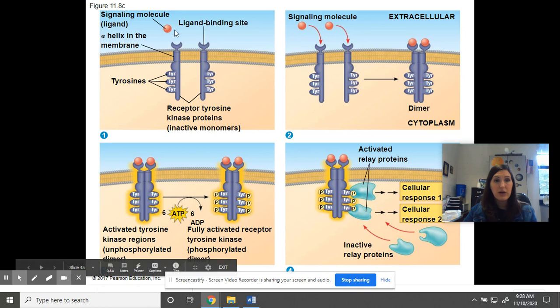Okay, so here is the signaling molecule, the ligand. The ligand is binding. This is that tyrosine that's on here. And you can see that the tyrosine is activated and ATP pops off. A fully activated receptor tyrosine kinase. That's what was the previous one, where the phosphate is going to be popped off on here.